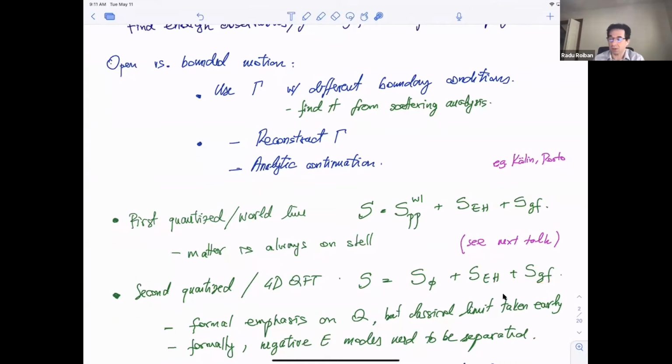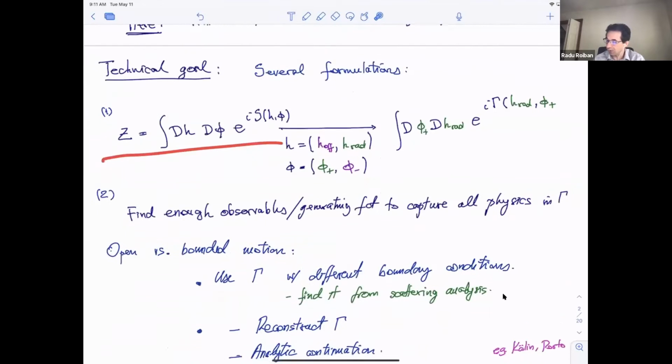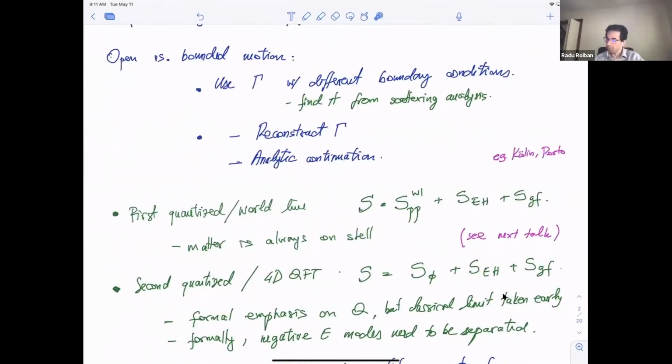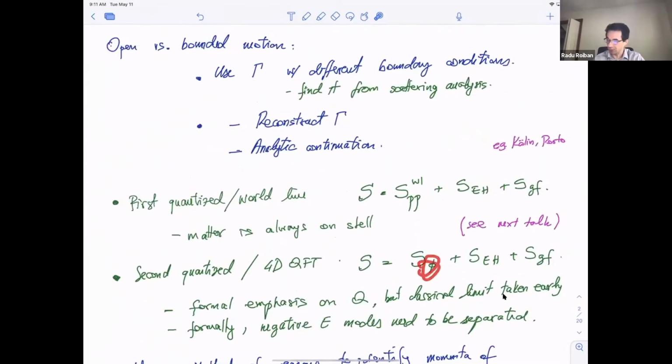But to lay the groundwork, this is the starting point if one were to approach the calculation via the partition function. The emphasis is, of course, on the quantum, but one can take the classical limit early on. And one also needs to separate the negative energy modes of the matter fields.